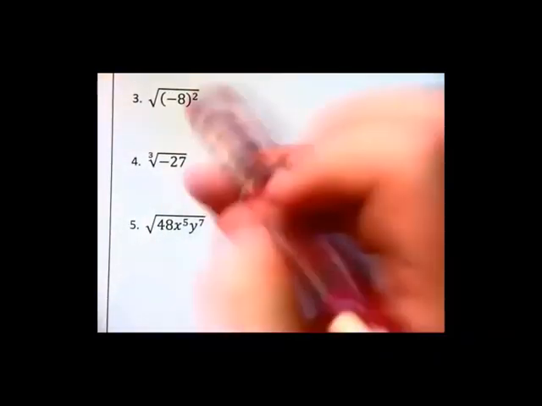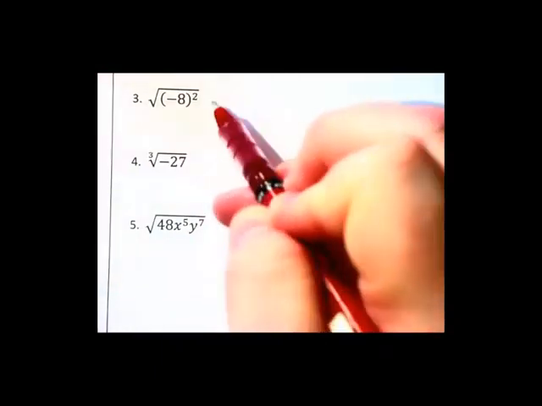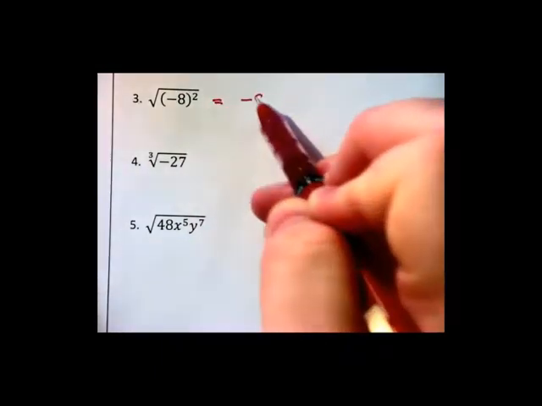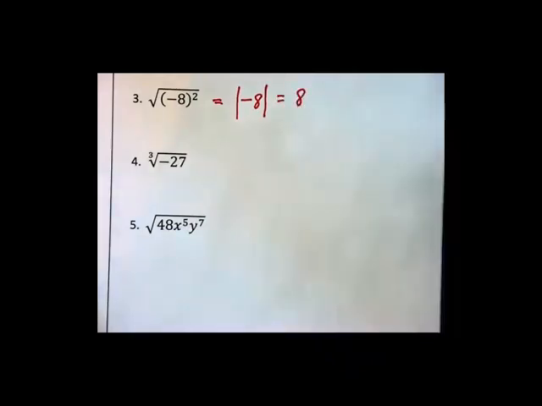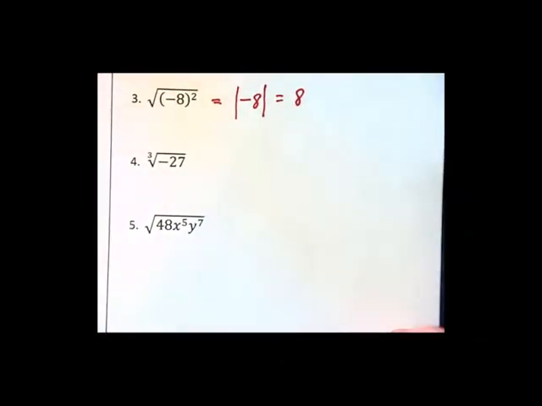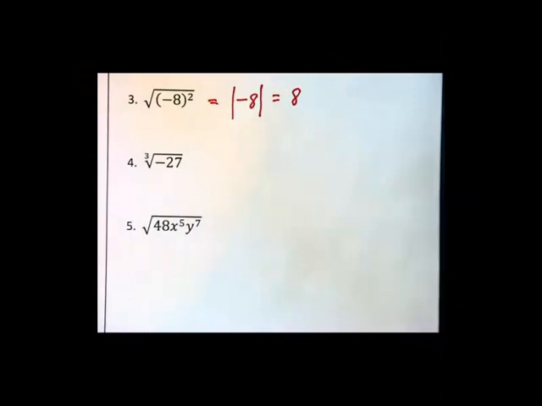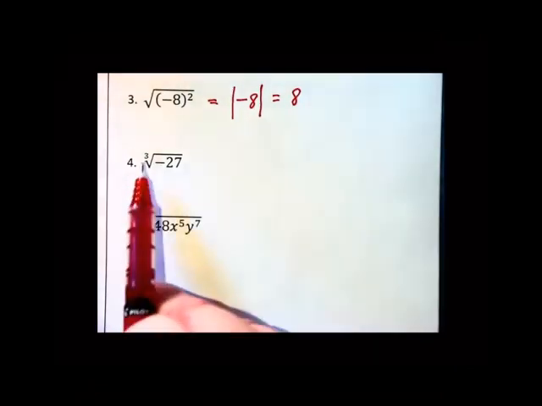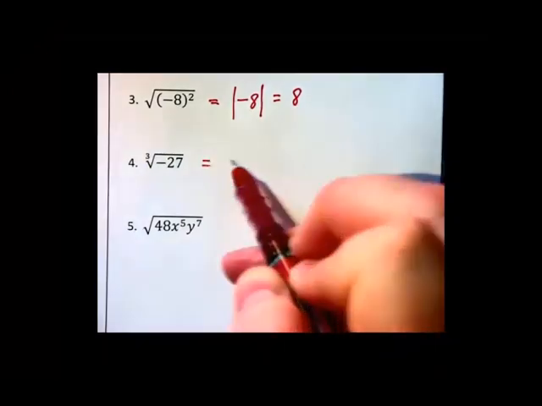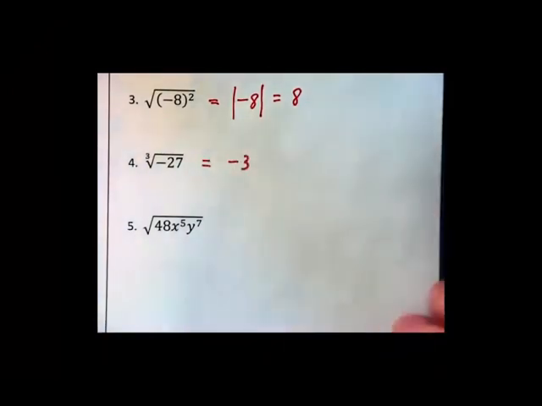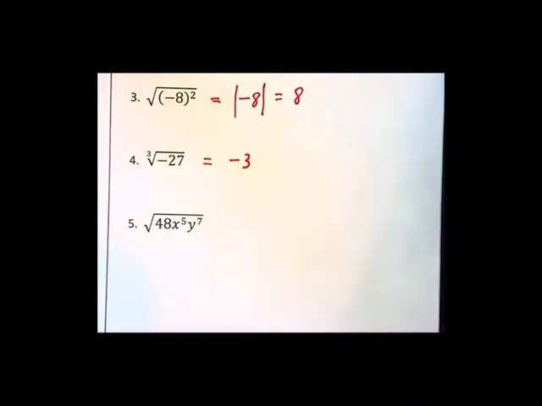On number 3, we mentioned how you cannot just say the square root undoes the square. Your answer must come out positive. It's not going to be negative 8. The absolute values turn that into a positive 8. Now number 4 has a negative inside the radical, but because it's a cube root, that's okay. We cube root the 27 and we get negative 3. And that's a number you should have memorized, that 3 cubed is 27.